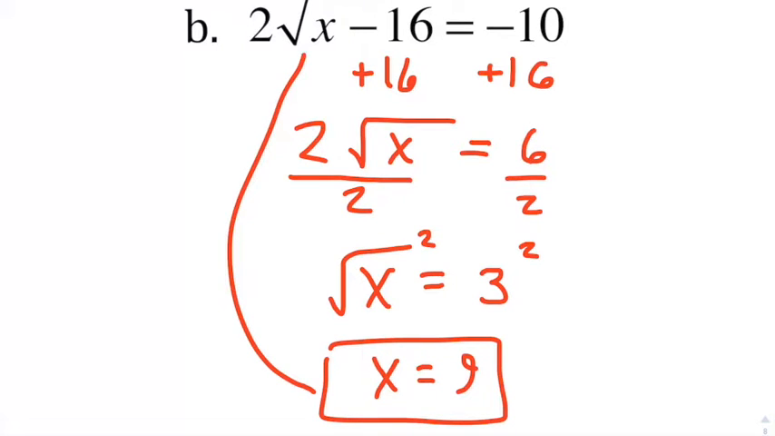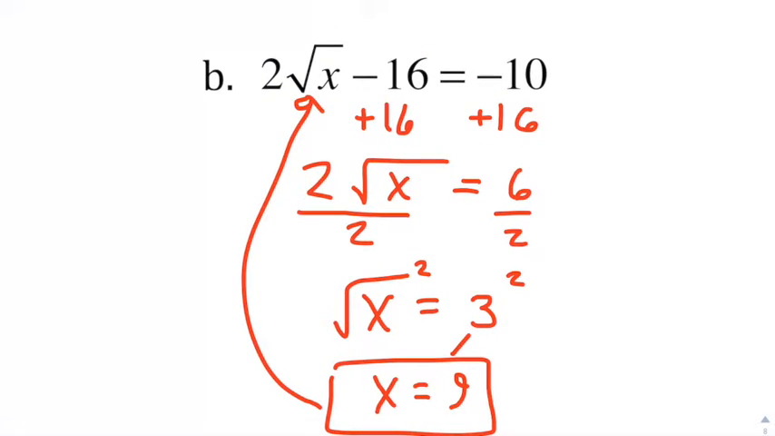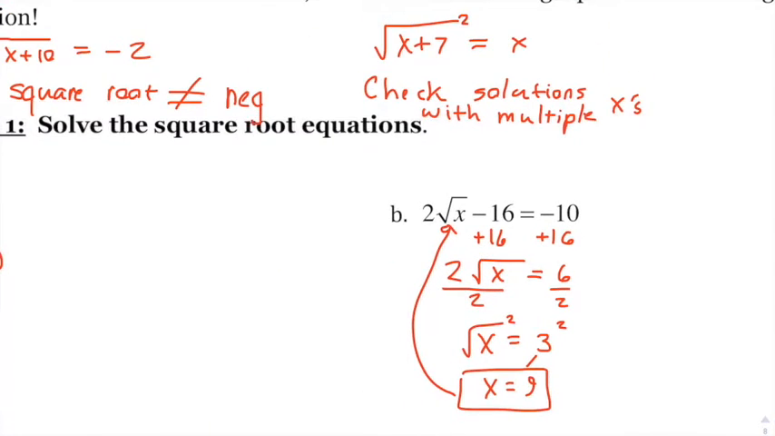And then if you want to check it, make sure it works when it plugs in. 2 times the square root of 9. The square root of 9 is 3. 2 times 3 is 6. And then 6 minus 16 is negative 10. So that does work out.